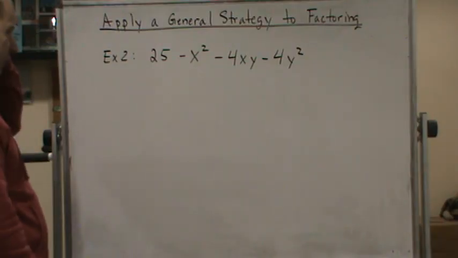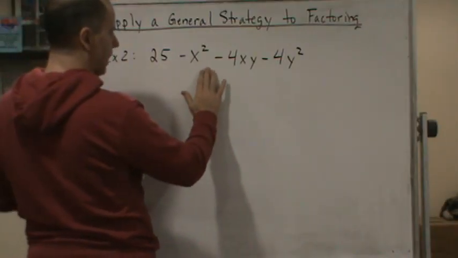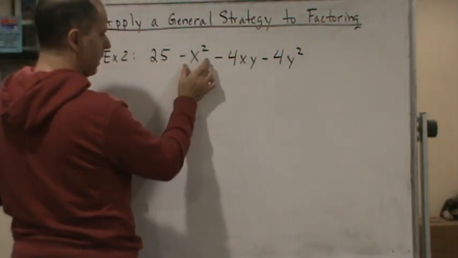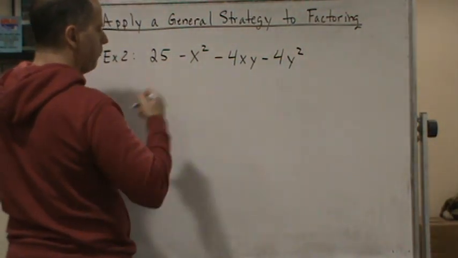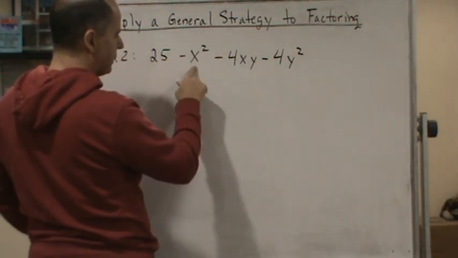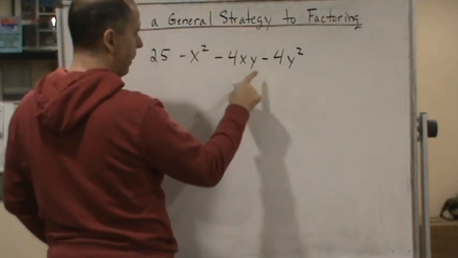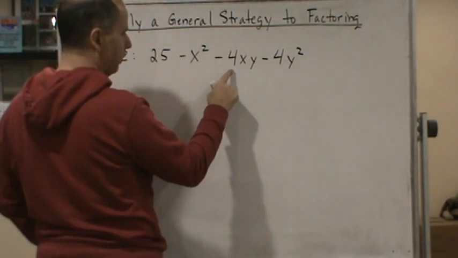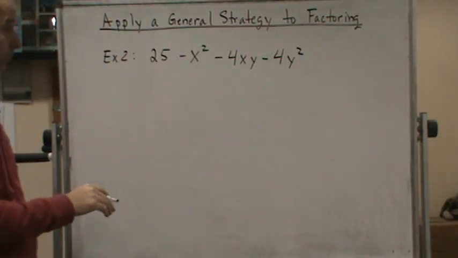But if you notice here, if we just focus on these 3 here, I've got a squared term and a squared term, and this here. So I've got x squared, I've got 2y squared, and if I multiply those together and double it, I get the middle term. So this is a perfect square trinomial.